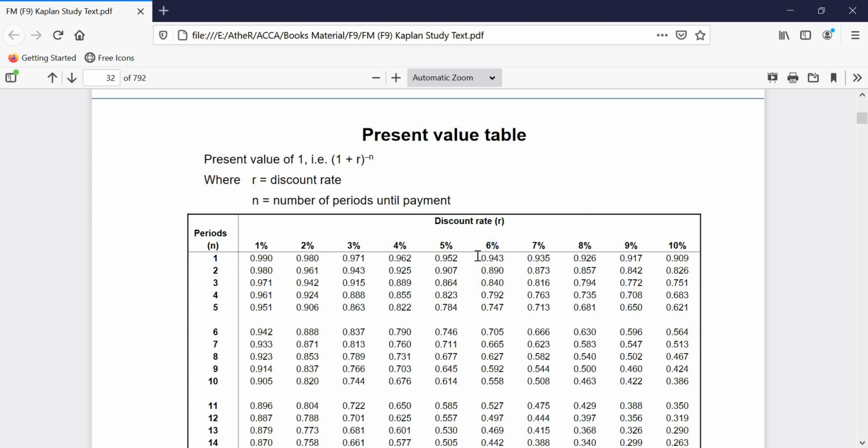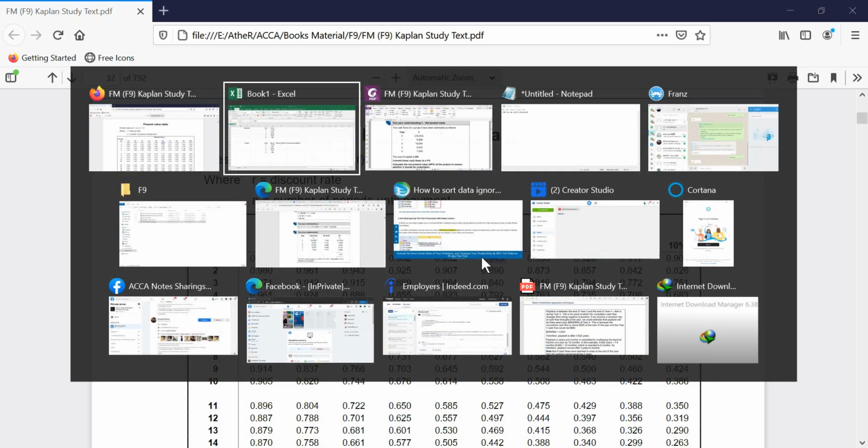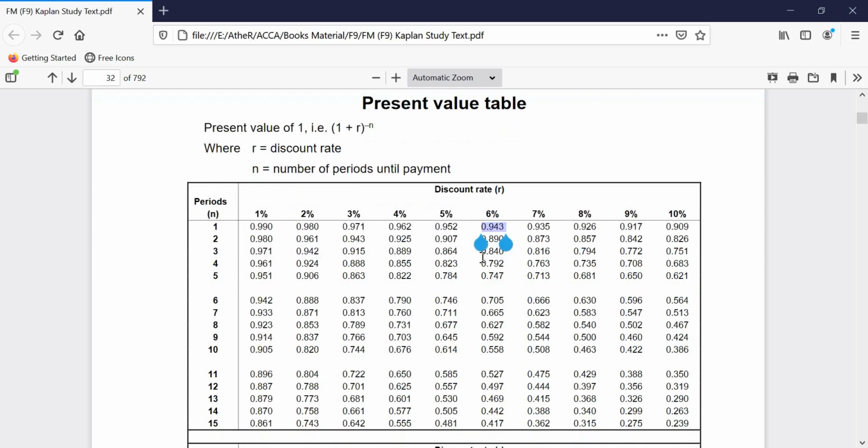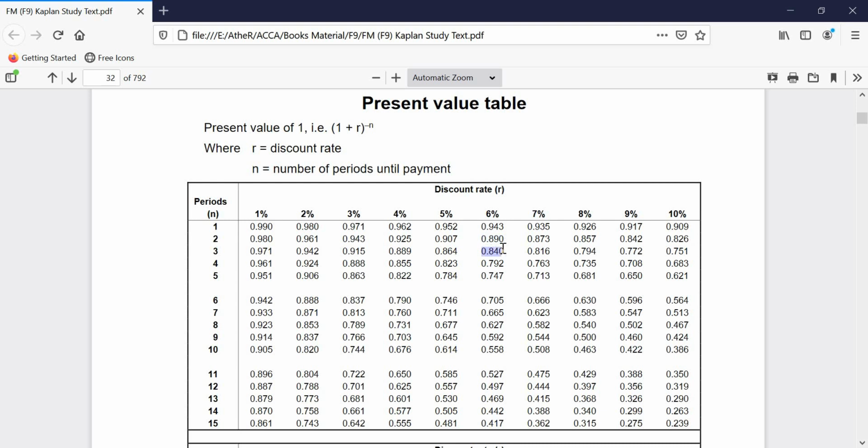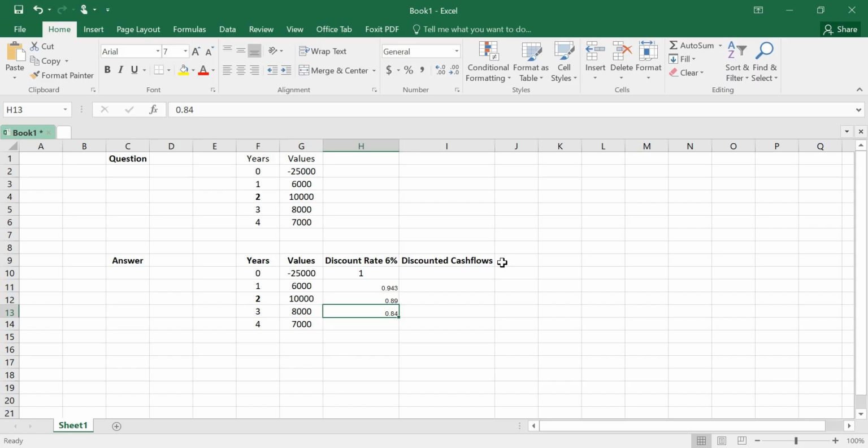Now I need it till year 4, so I will simply copy it from here and paste it here. Again I will do it for the rest of the years. Copy, paste. Again copy and paste. Then again copy and paste. Now I have to multiply it with this value. I am applying this formula to the rest of the values.